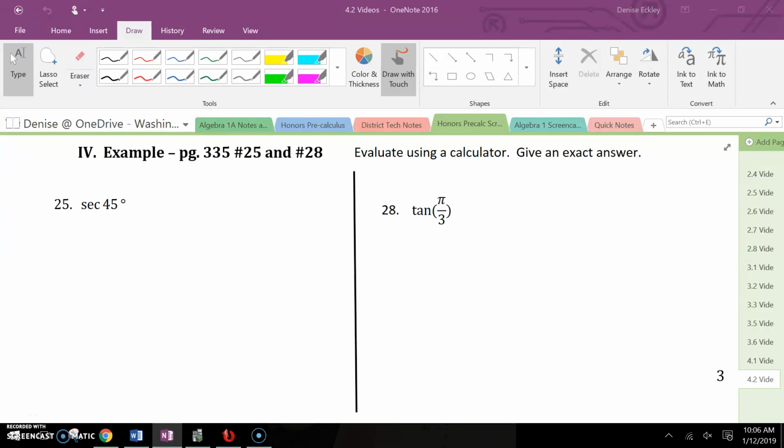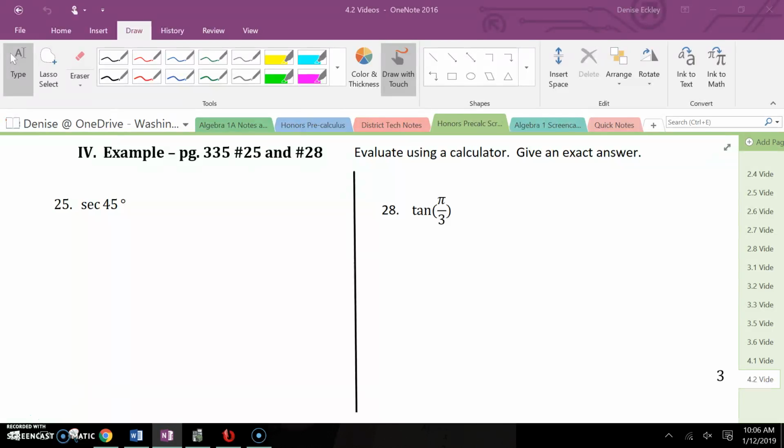Page 335, numbers 25 and 28, asks to evaluate each of these trig functions using a calculator and give an exact value. Now the problem with that is most times when you do the trig function of an angle, it's an irrational number. And the calculator will give you a decimal approximation. So how do we make that into an exact answer?